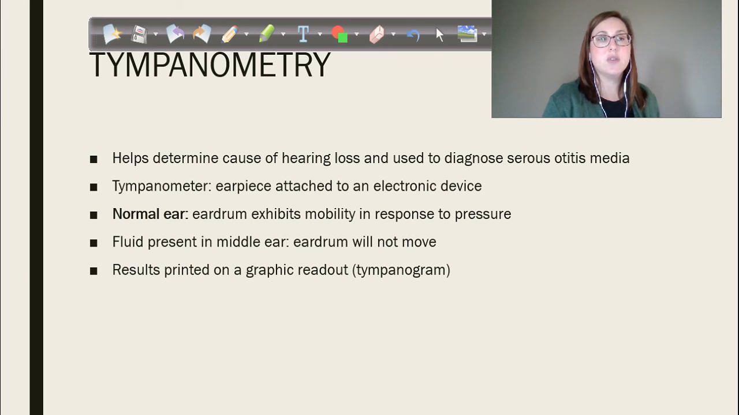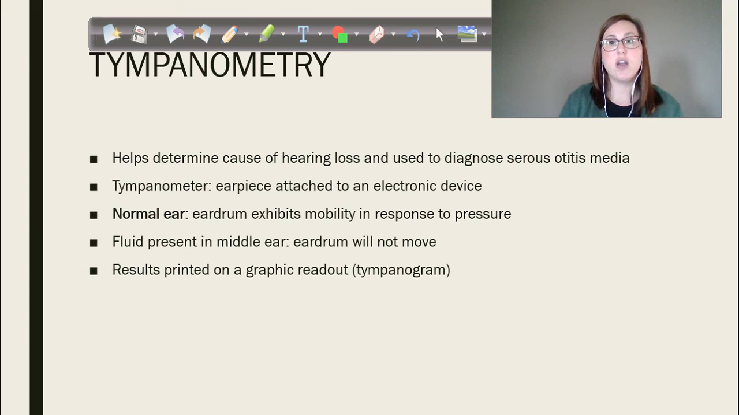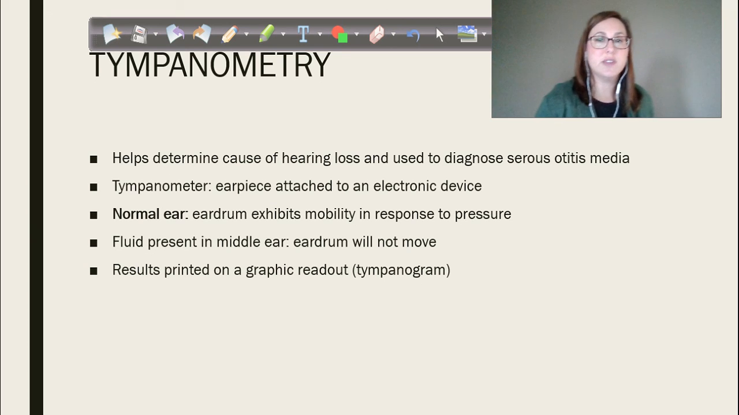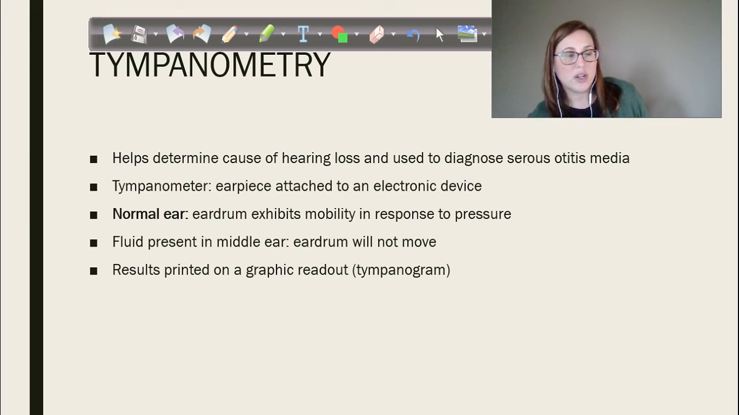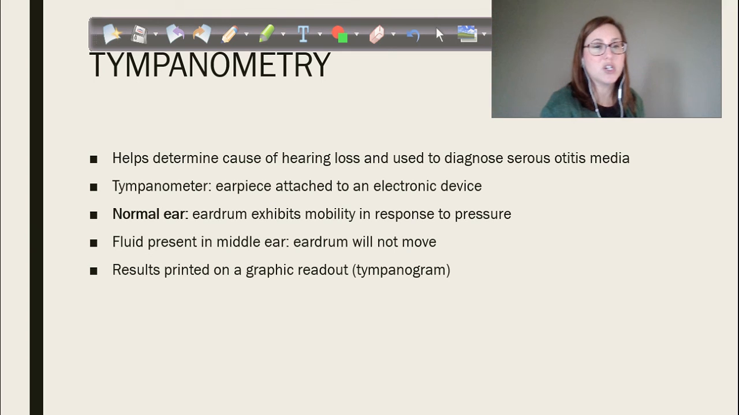Tympanometry. So this helps determine the cause of hearing loss and is used to diagnose serous otitis media. Remember, that's where the fluid is in the middle ear. It's not a hearing test. It's an earpiece that's attached to an electronic device. So in a normal ear, the eardrum exhibits mobility and will respond to pressure. But if there's fluid present in the middle ear, the eardrum won't move. And then the results are printed on a readout.